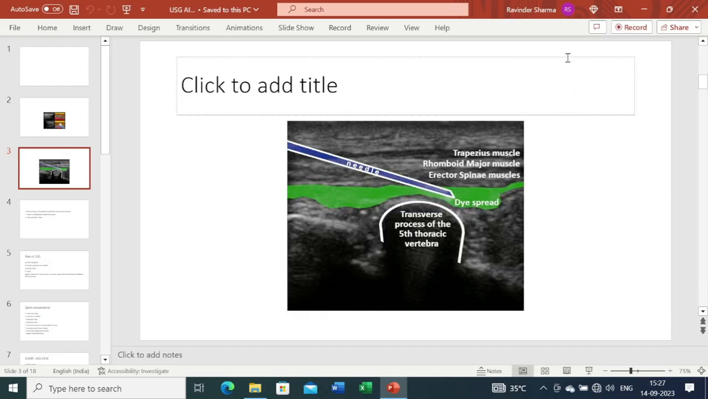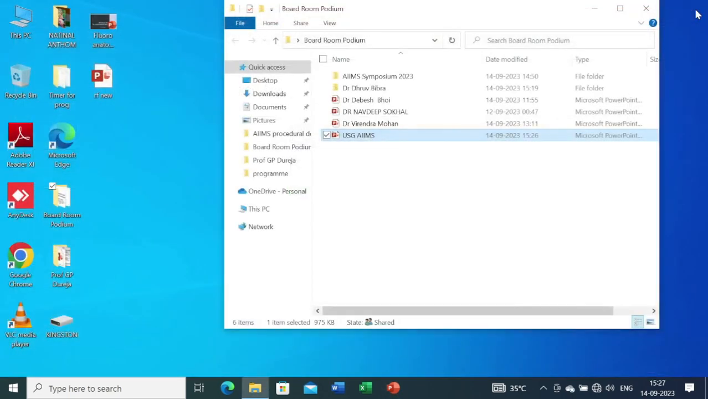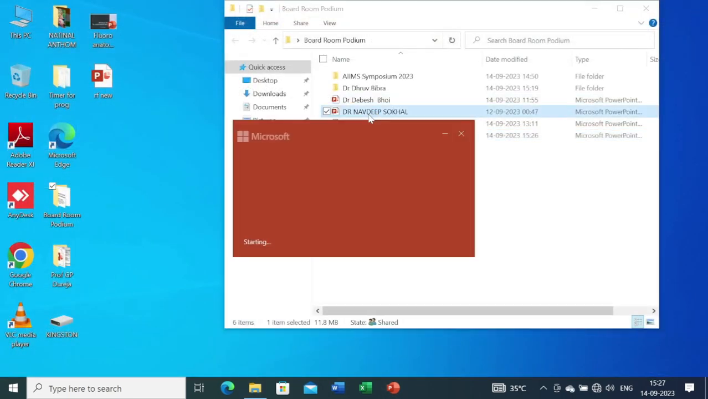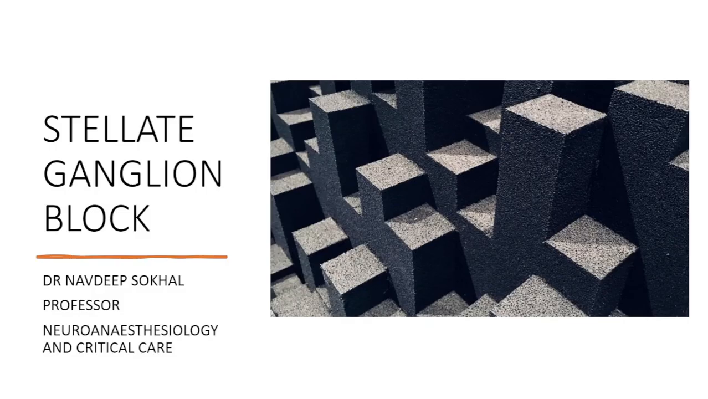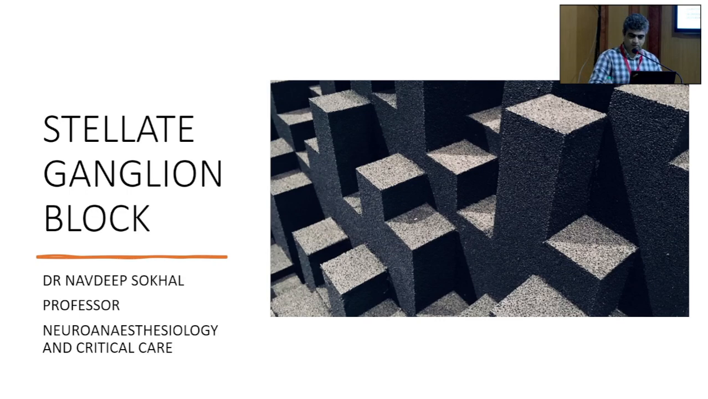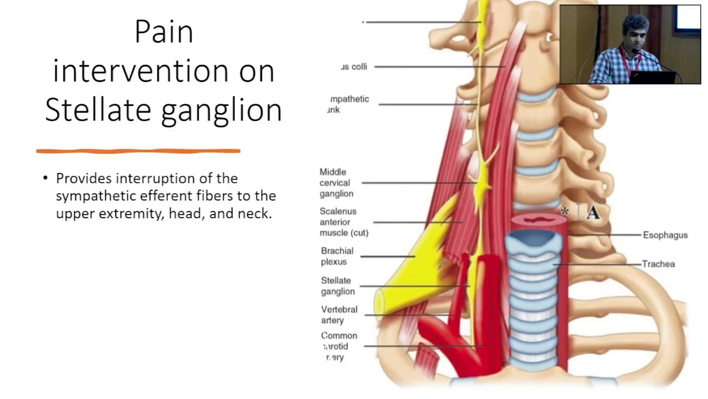So we are going to talk about stellate ganglion block. The blocks are not, as you are seeing in this picture, these blocks. We are basically talking about the pain intervention on the stellate ganglion, and this will provide interruption of the sympathetic efferent fibers to the upper extremity, head and neck.